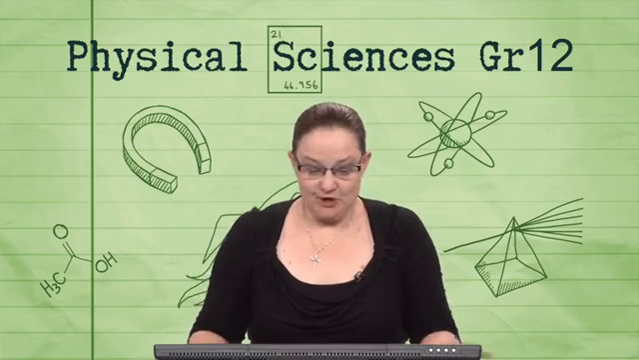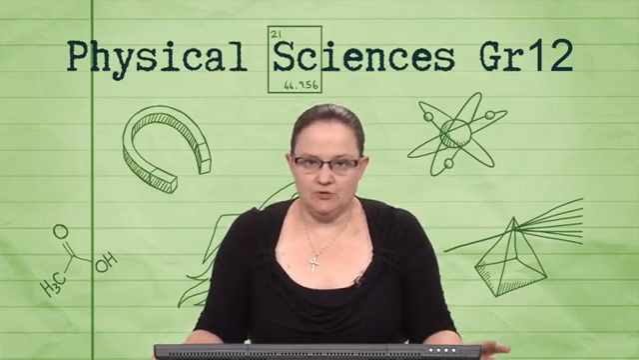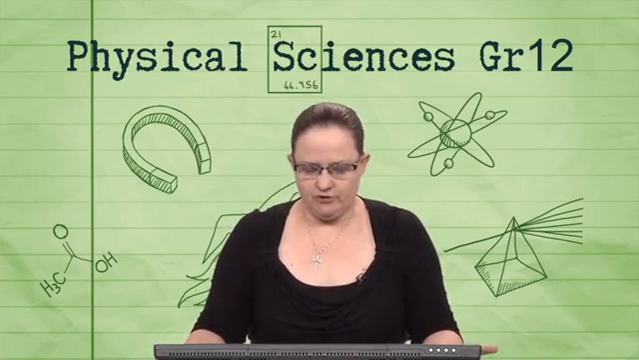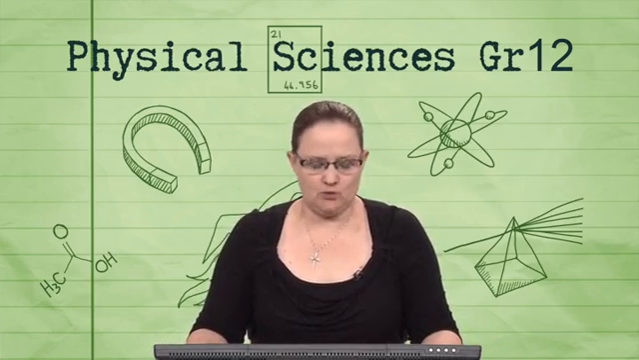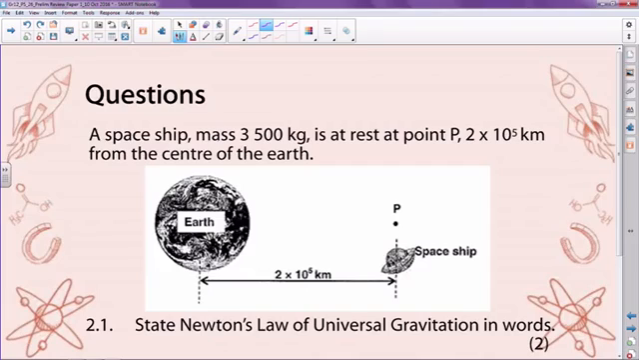Welcome back, grade 12. What I decided to do now is tackle a Newton's law of universal gravitation question. It's actually a really nice question, and it's got a little bit of a trick at the end, which you don't see very often. So here we have a spaceship of mass 3,500 kilograms, which is at rest at a point P, which is 2 times 10 to the 5 from the center of the Earth.